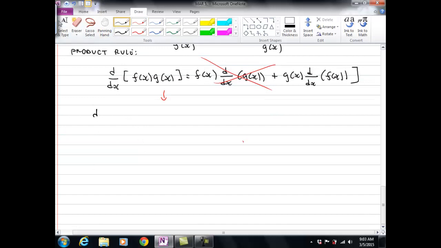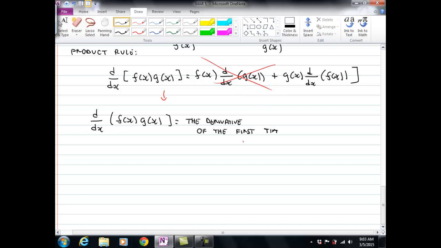And it goes something like this: d over dx of f of x g of x equals this. We're going to write it down in English. Forget about this nonsense math stuff. It's too complex for now. It says this: the derivative of the first times the second.